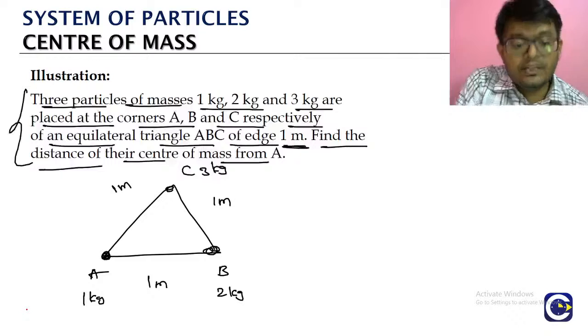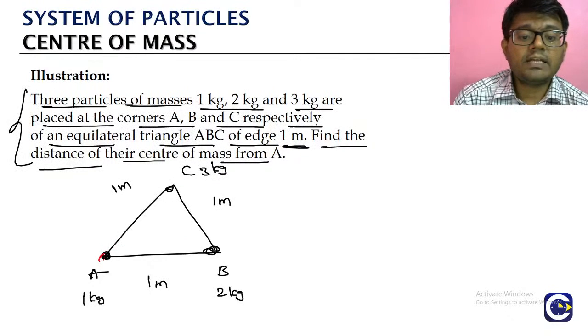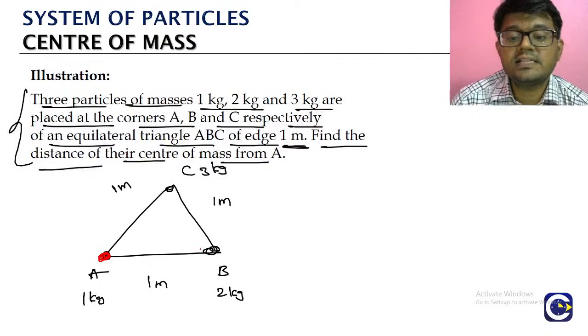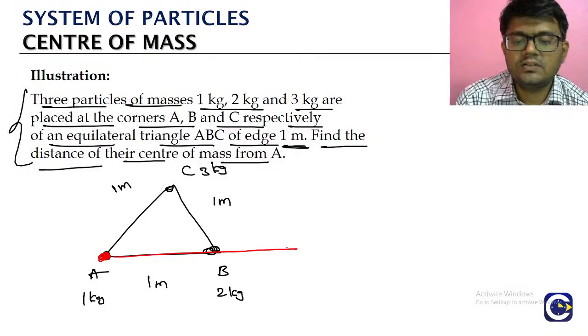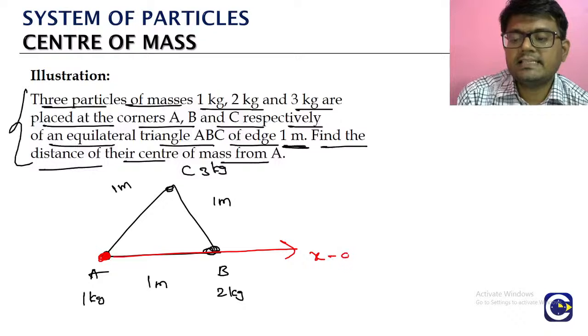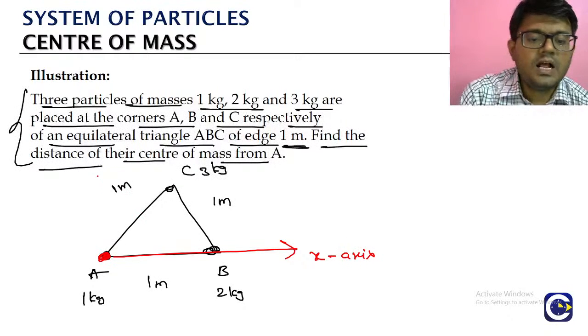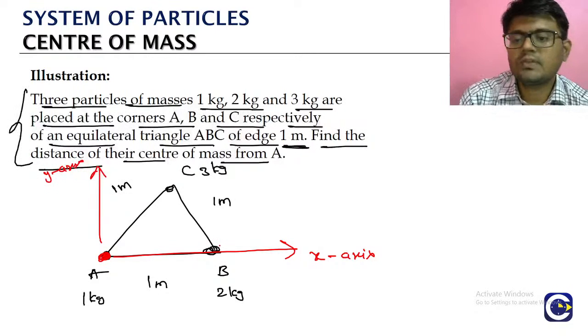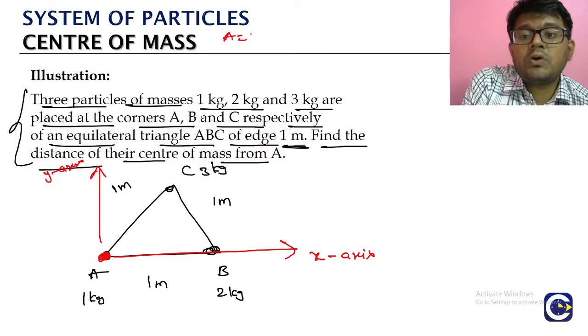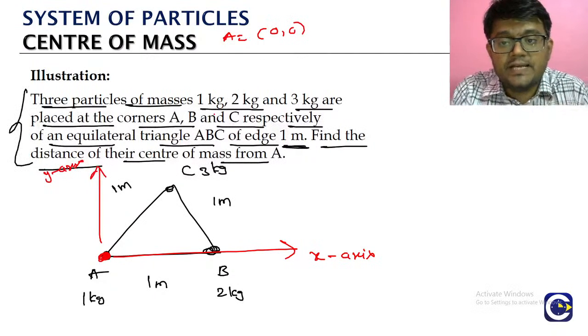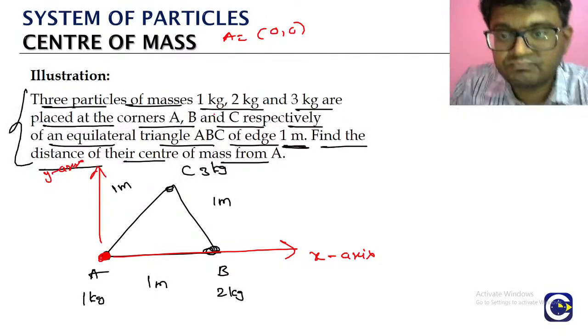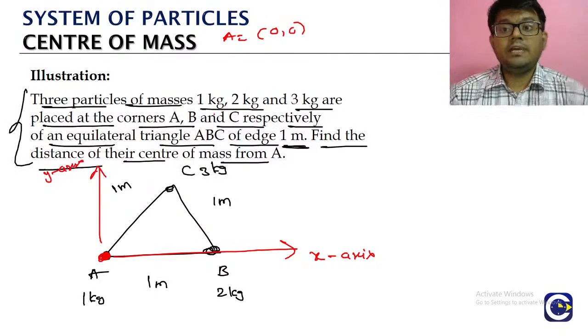Check how we can do it. As I said, whichever particle they are asking us the distance from, make that our origin. Make this the origin. Let us call this the x-axis and this the y-axis. Now we'll write down the coordinates here. A will be what? That is the origin, right? 0, 0. Here the triangle is in the xy plane, right? So no concept of a z coordinate. The z coordinate will not come. Only x and y coordinates will come.